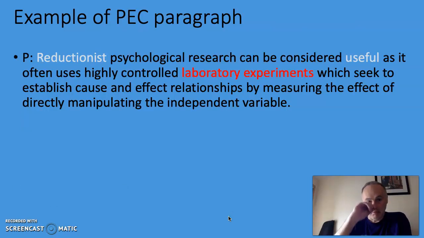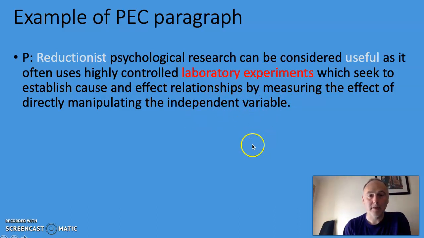Right, let me show you an example then. So remember, we're going to do a PEC paragraph. On this one, if it's a 15-mark question, I would suggest you're probably looking at 4 PEC paragraphs altogether. 2 which are for useful, 2 of which are for less useful. So here you go. The point here I've done: reductionist psychological research can be considered useful as it often uses highly controlled laboratory experiments. You see I'm using that method there to link with usefulness, which seek to establish cause and effect relationships by measuring the effect of directly manipulating the independent variable. So there's a little bit of a definition of laboratory experiments.